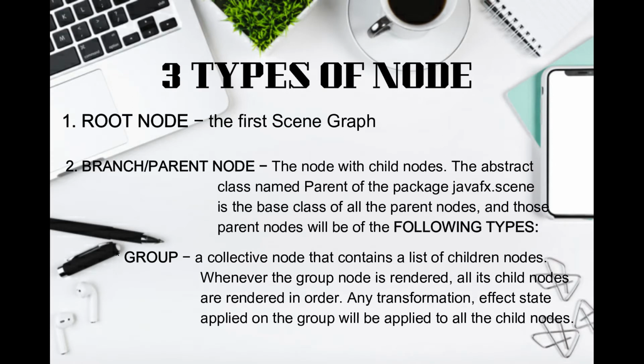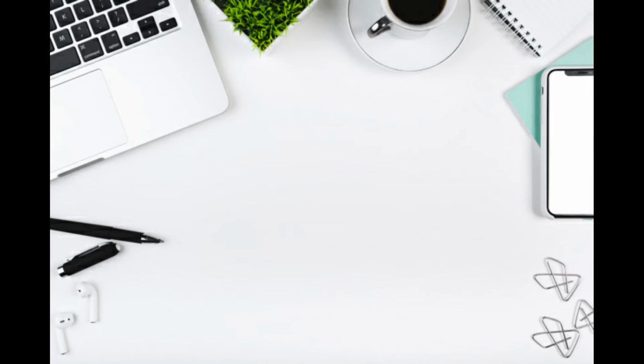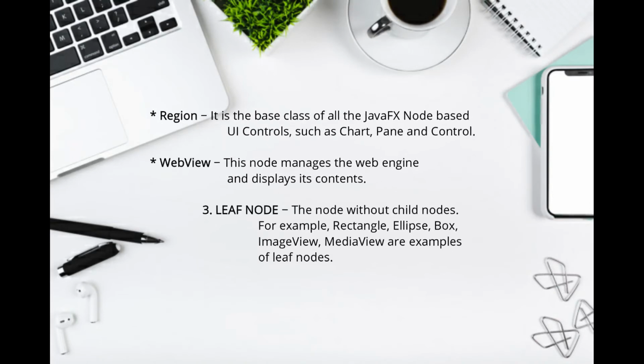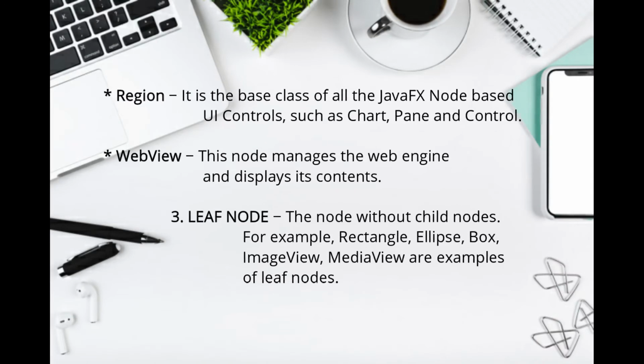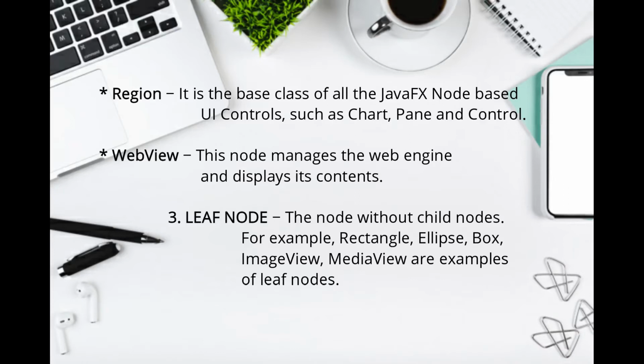Group, a collective node that contains a list of children nodes. Whenever the group node is rendered, all its child nodes are rendered in order. Any transformation or effect applied on the group will be applied to all the child nodes. Region. It is the base class of all the JavaFX node-based UI controls, such as chart, pane and control. WebView. This node manages the web engine and displays its contents.